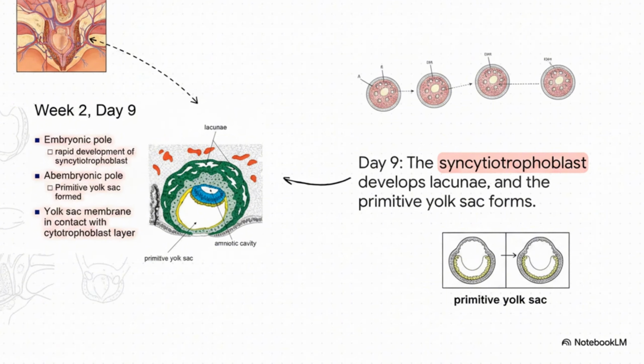Meanwhile, on the complete opposite side, the aembryonic pole, cells from the hypoblast start migrating down. They crawl along the inside of the cytotrophoblast, and in doing so, they enclose what used to be the blastocyst cavity. This new structure they've created is now called the primitive yolk sac.